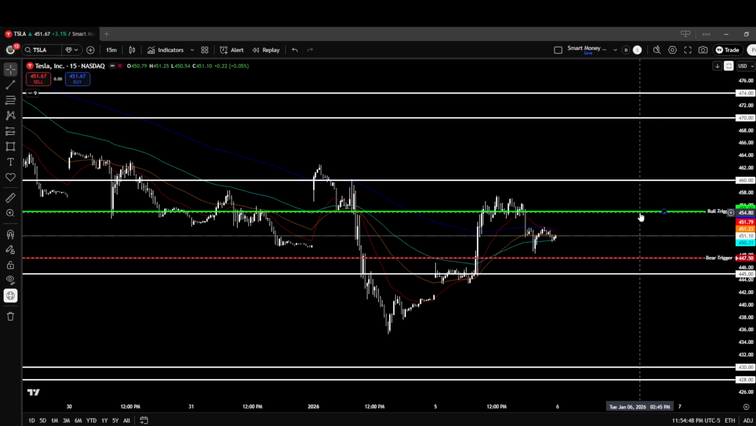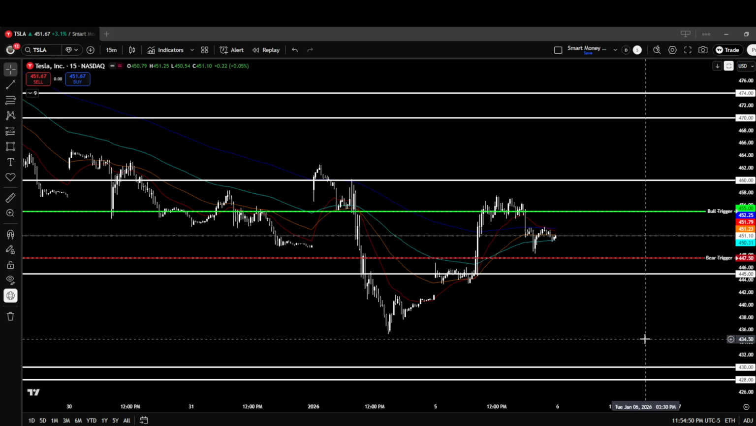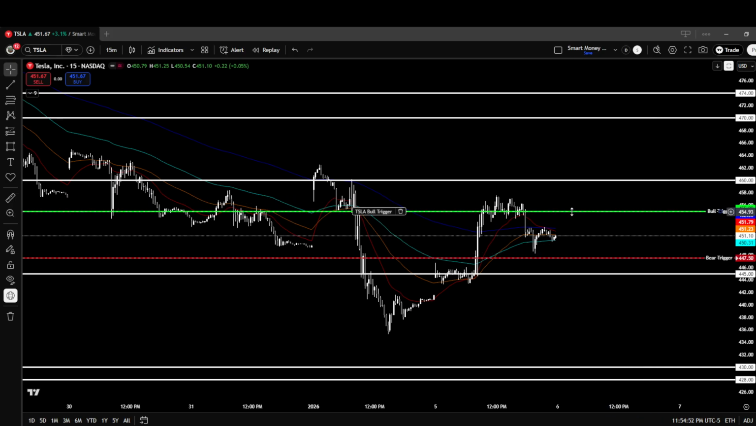Here we got our bull trigger for tomorrow at 455. So that means price breaking above 455 on the 1 minute or the 3 minute chart. We can see price accelerate to 460. And if you just kind of look at what we got going on, generally this is going to be like a breakout here.